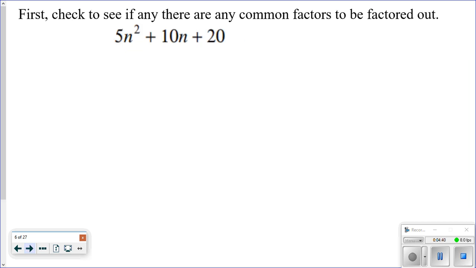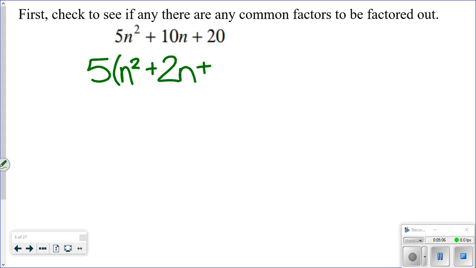Let's go to this question. So I don't know how to factor if I have a 5 out in front. So let's see, 5, 10, 20. They're all divisible by 5. So I'm going to factor out the 5. 10 divided by 5 is 2. 20 divided by 5 is 4.